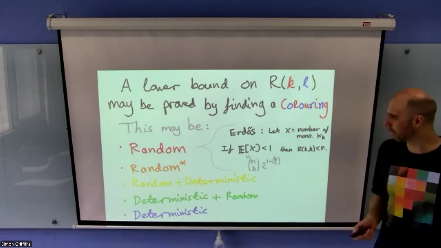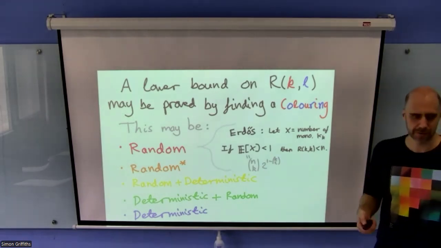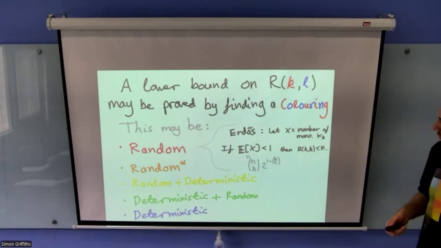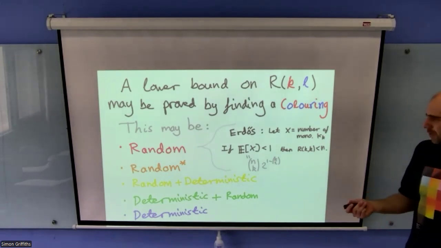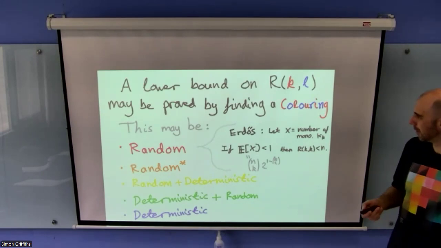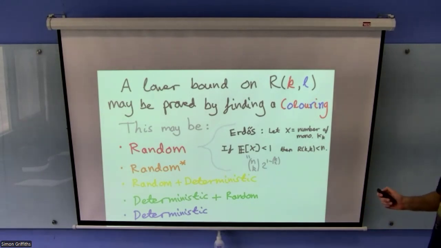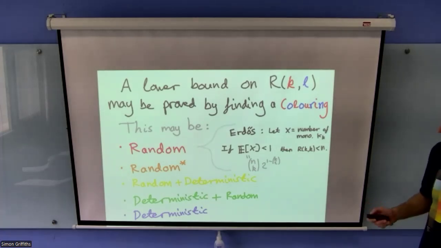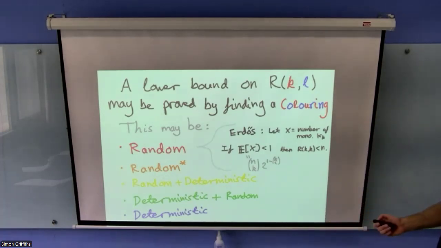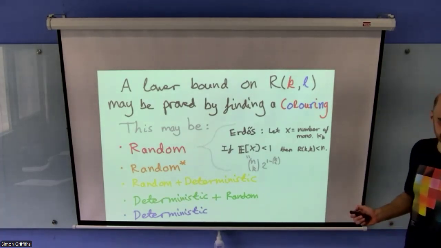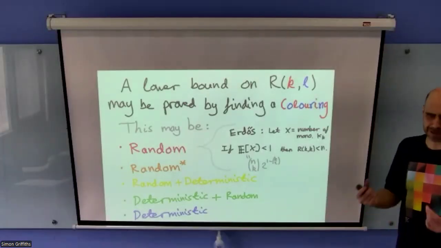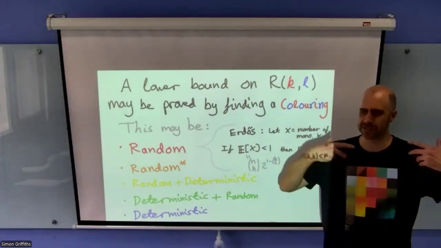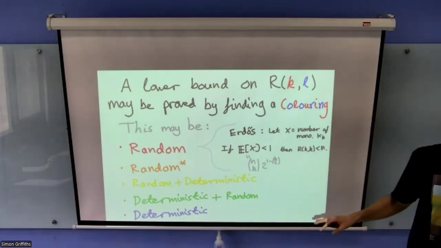Well, the first, random example is Erdős's lower bound on R(k,k). You colour each edge randomly, red or blue with probability a half, independently, and you let X be the number of monochromatic cliques of size k. If the expected number of cliques is less than 1, so for a certain range of n up to a certain value, then you can colour without a monochromatic K_k, right? Because if the expected number of monochromatic cliques is less than 1, there has to exist a colouring without it.